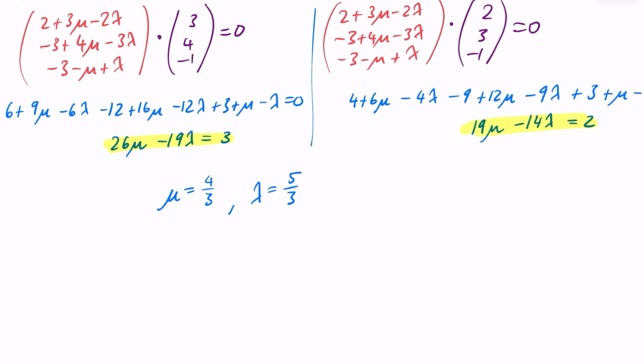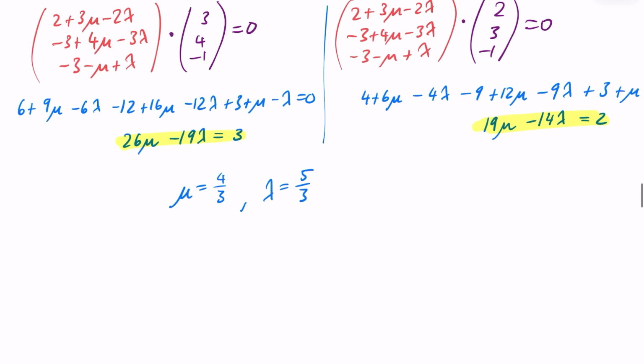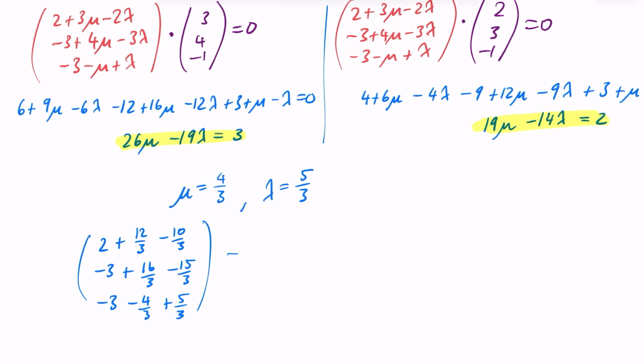So I'm going to sub it into this one, which is just the same as this one. And I'm going to write this as 2 plus 3 lots of mu is 12/3, 2 lots of lambda is 10/3. Minus 3 plus 4 lots of mu is 16/3, 3 lots of lambda is minus 15 thirds. And then I have minus 3 minus mu plus lambda, which is 5 thirds.